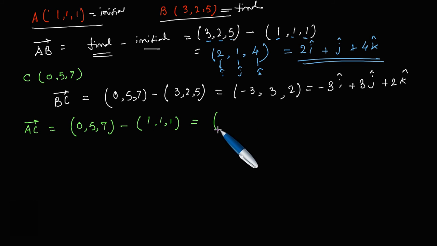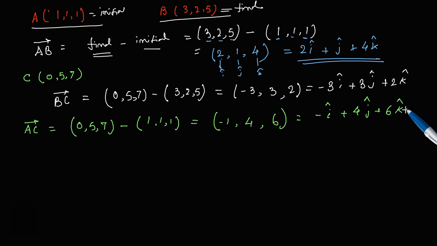Let's do it. I think you can. 0 minus 1 is minus 1. 5 minus 1 is 4. And 7 minus 1 is 6. Sorry, it is not 8, it is 6. So in terms of ijk: minus i cap plus 4j cap plus 6k cap.